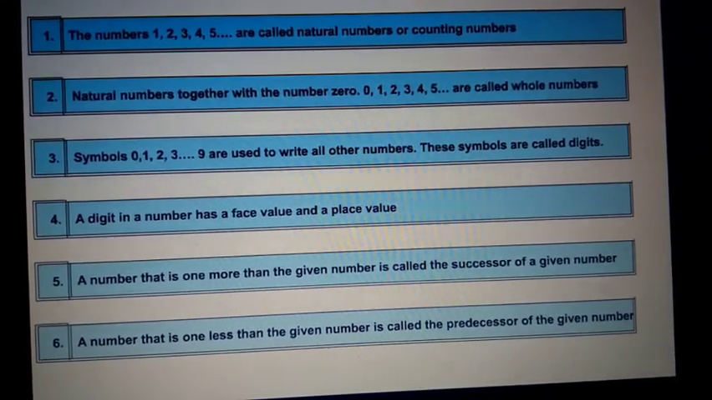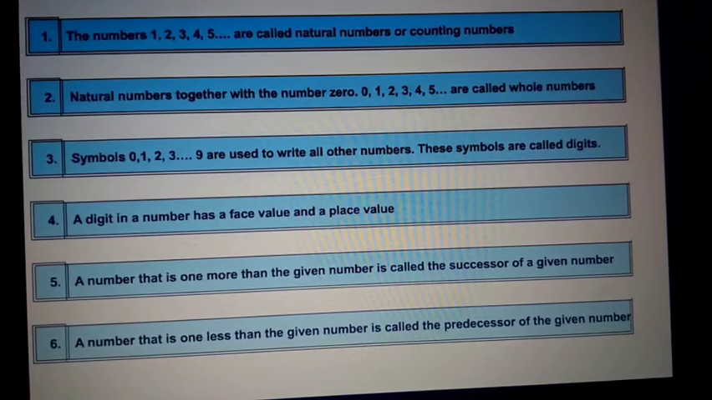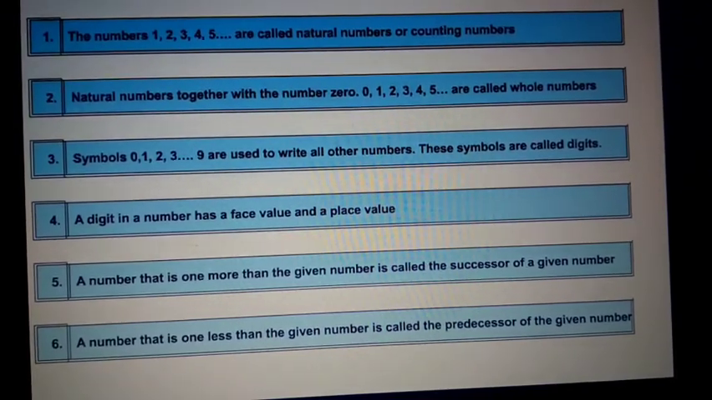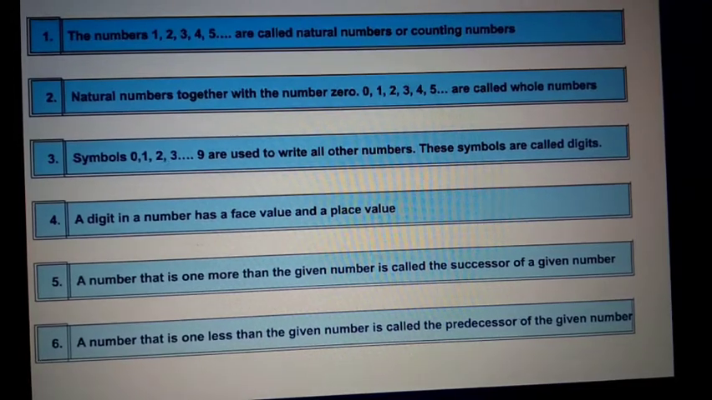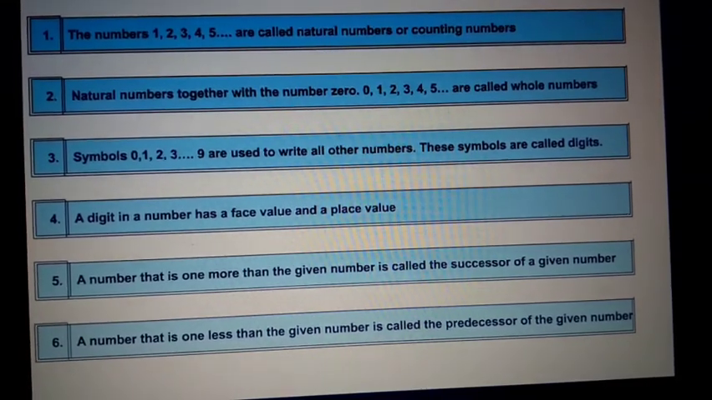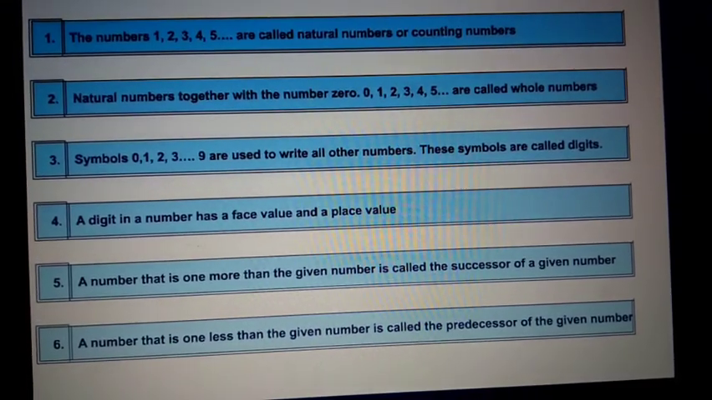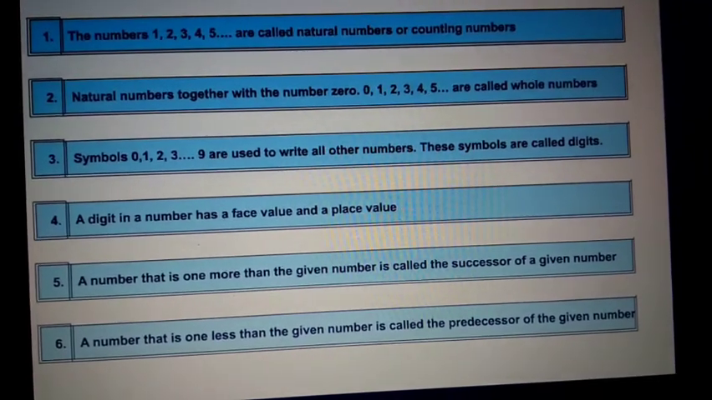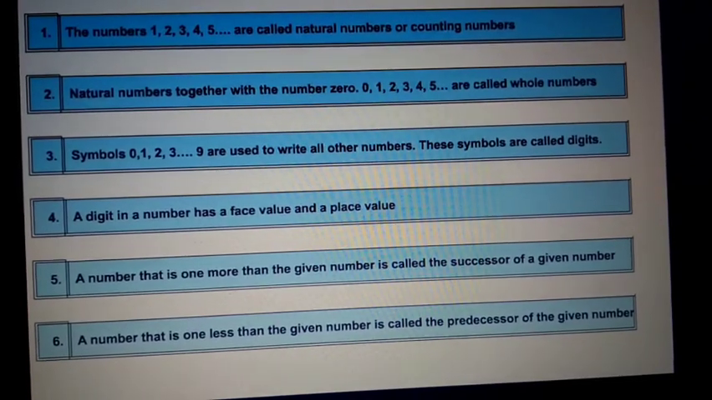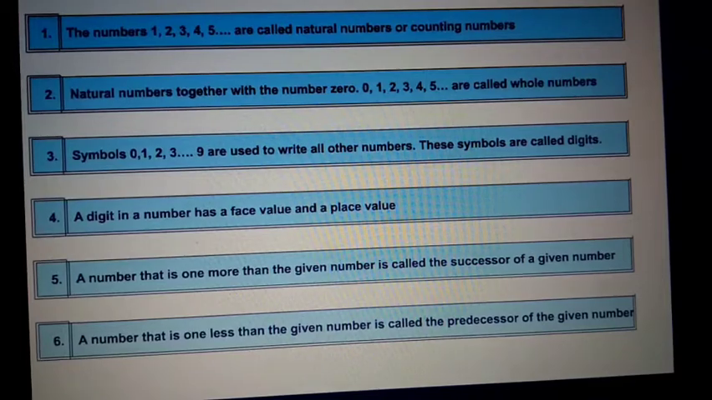A digit in a number has a face value and a place value. A number that is one more than the given number is called the successor of a given number. A number that is one less than the given number is called the predecessor of the given number.